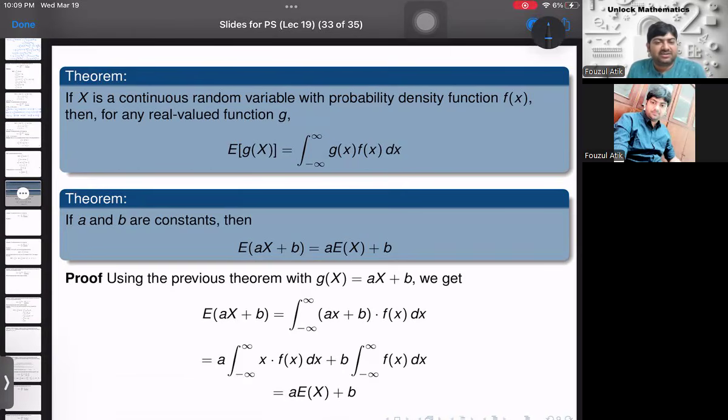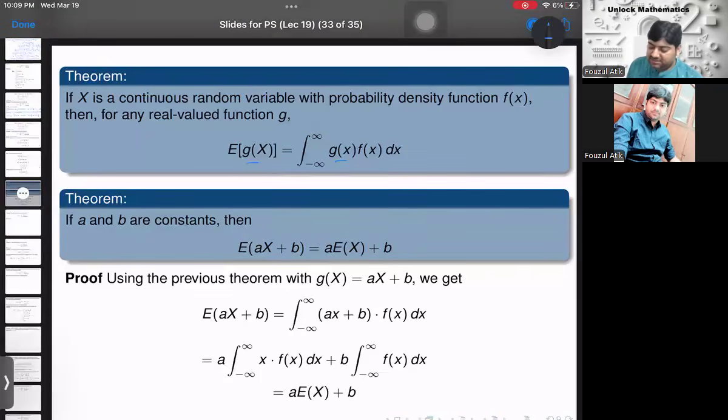So if x is a continuous random variable with probability density function small f(x), then for any real valued function g, the expectation of g(x) is equal to the integral from minus infinity to infinity of g(x) f(x) dx. Now this kind of theorem we have seen for the case of discrete random variables as well, right? There the expectation of g(x) was the summation of g(x) into p(x). So this is the analogous theorem for the continuous random variable. For any real valued function, you can calculate its expectation, just that in place of x you will have g(x) f(x) dx.